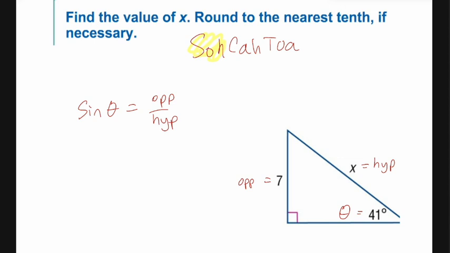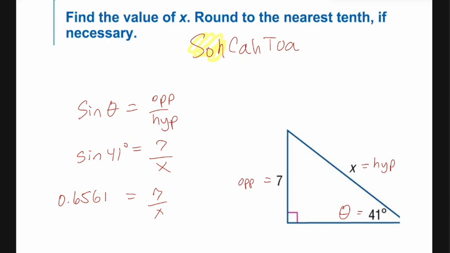That's the formula we're going to use. Let's plug in the values. So the sine of 41 degrees is opposite 7 over hypotenuse x. Now let's get a number for the sine of 41, just like I did for the last problem. I'm going to take it out at least 4 decimal places, or just leave the decimal that shows up in the calculator. I get 0.6561 equals 7 over x.